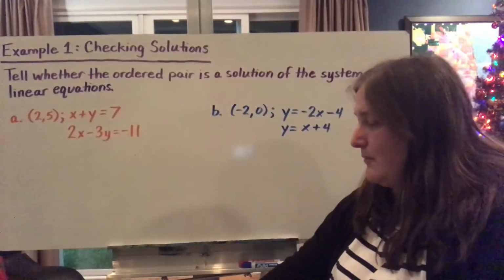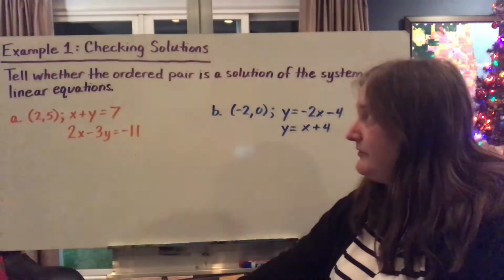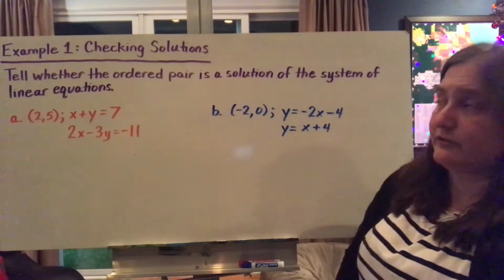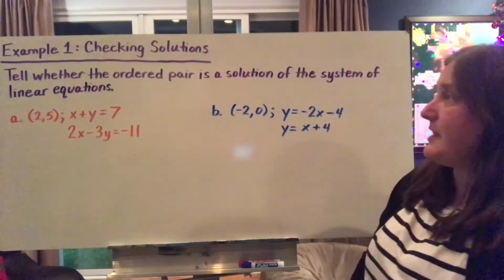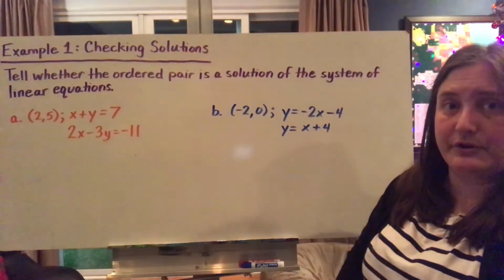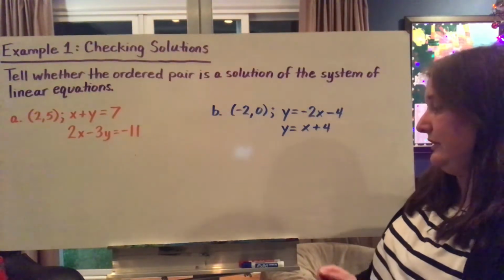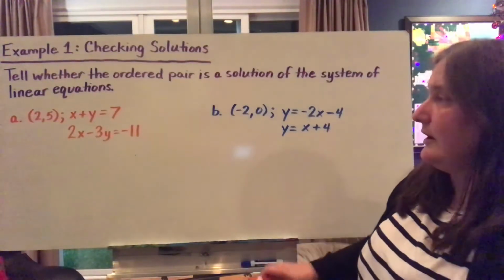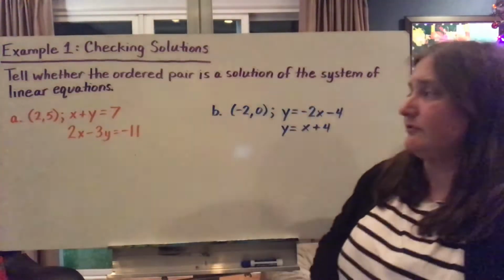One important thing that we want to make sure we can do when we're working with systems of linear equations is that we can check our solutions. So here we have a proposed ordered pair that is a solution of these linear equations, and we want to actually check it and make sure that it actually works. So here my solution is (2, 5).